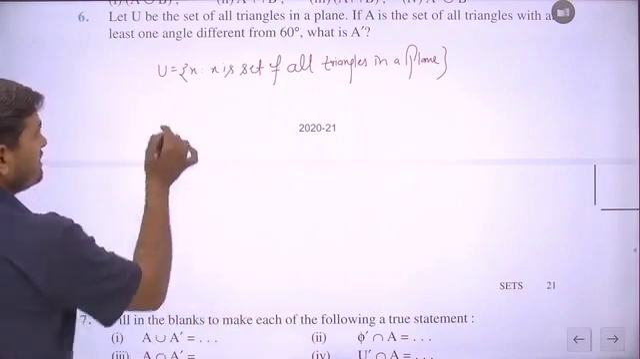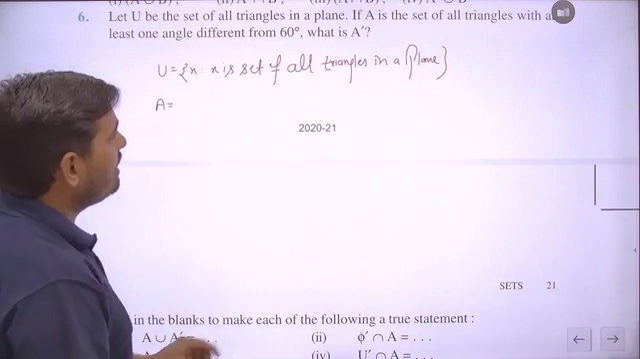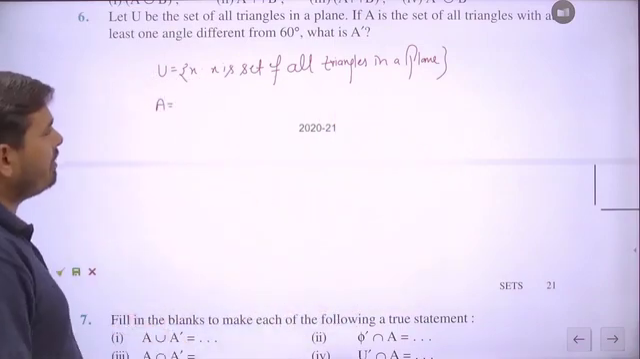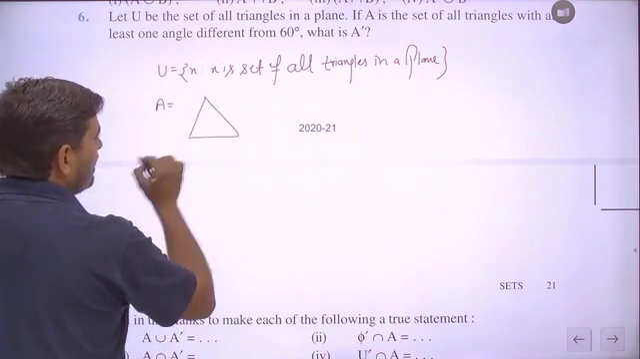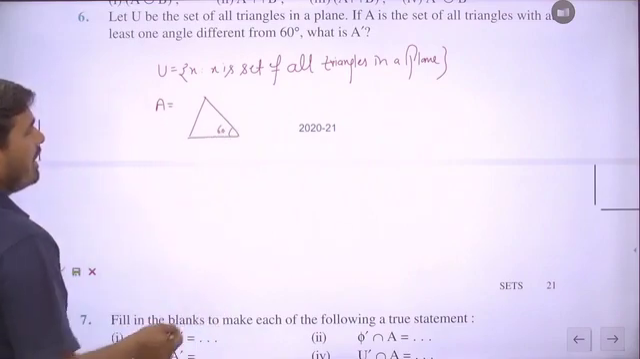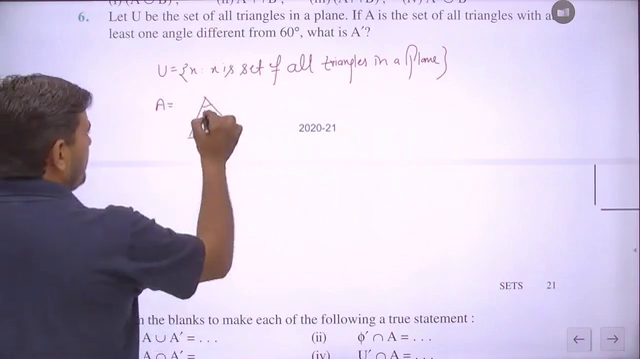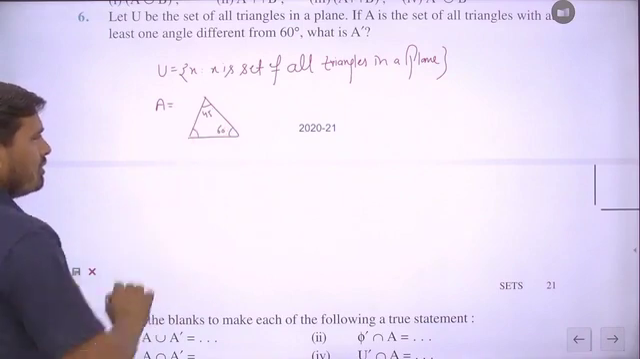And what is A set? This is the very important case. In the set A, the set of all triangles with at least one angle different from 60 degrees, you can make triangles where at least one angle is different from 60 degrees. You can take 45 and here you can take the third angle which is not 60.